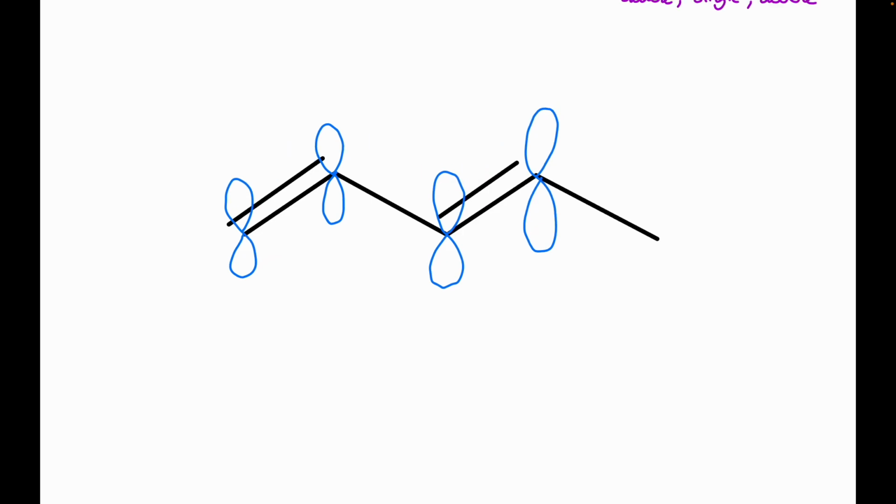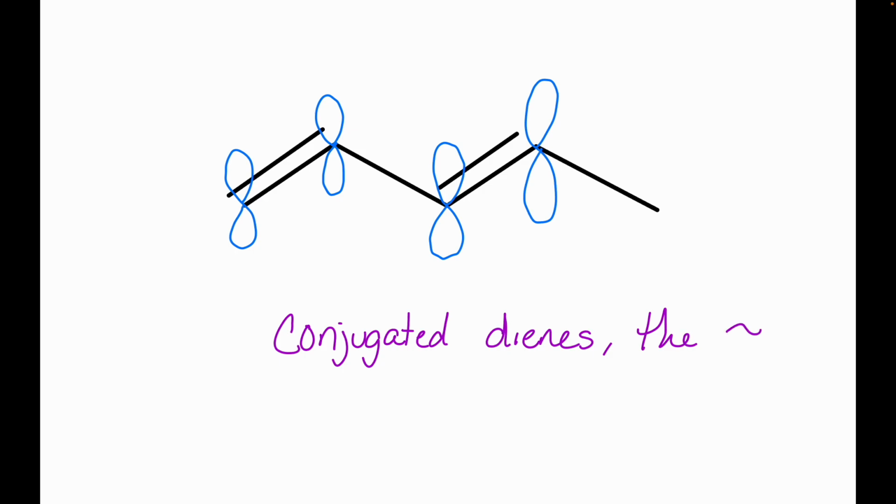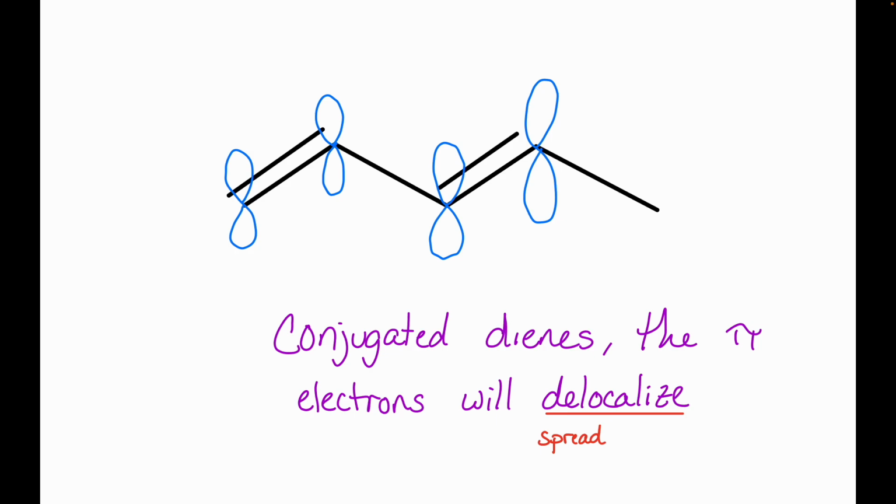All right, so in our conjugated dienes, these pi electrons will delocalize. All right, meaning they're going to spread out across both of those double bonds.